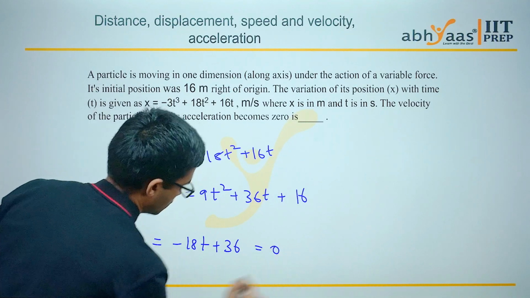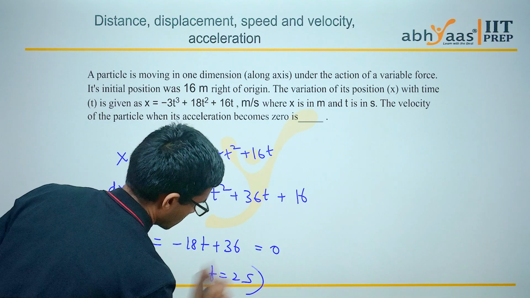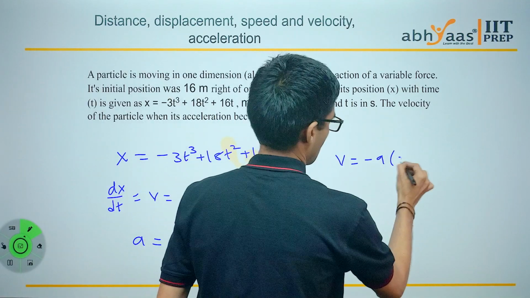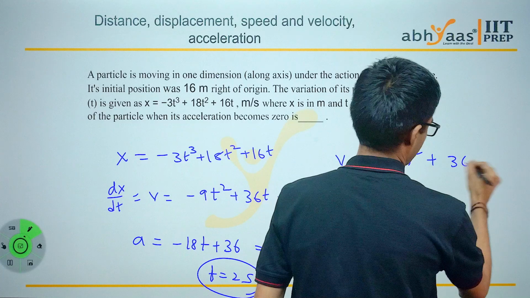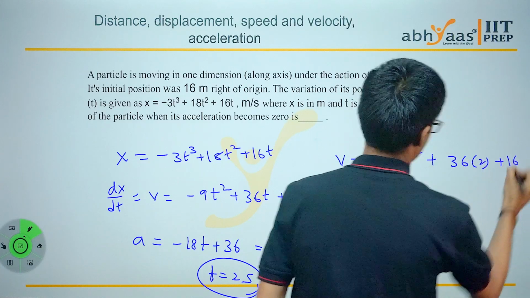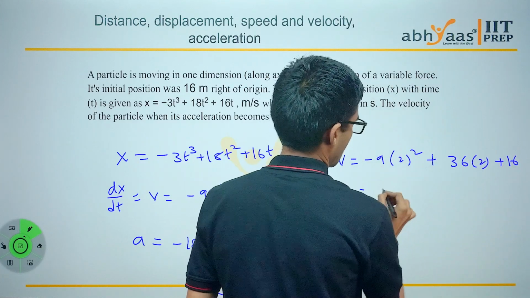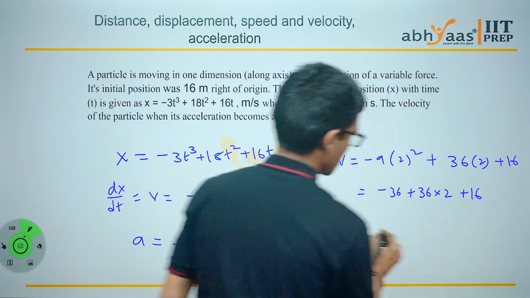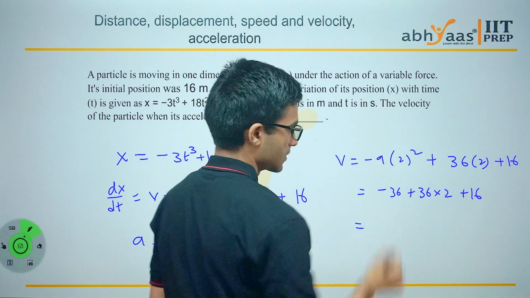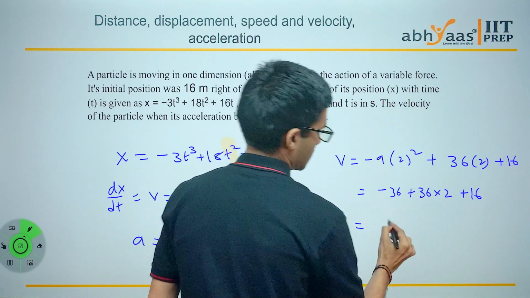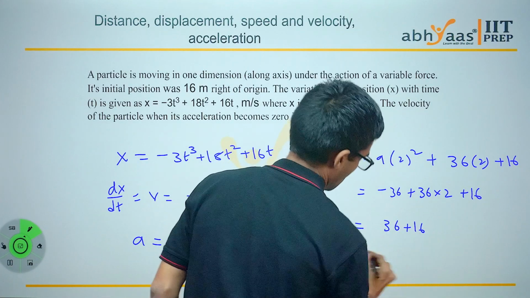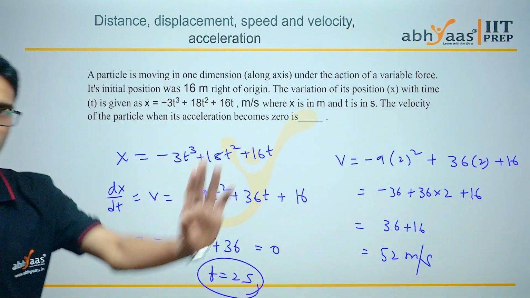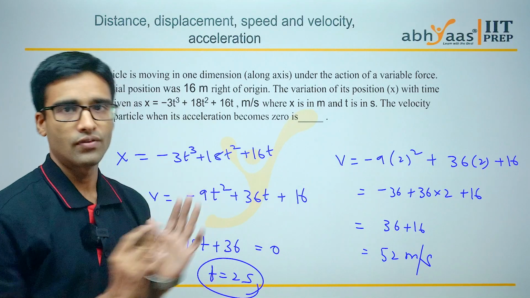Acceleration should be equal to 0, that is t equal to 2 seconds. At t equal to 2 seconds, calculate velocity. Minus 9 into 2 square plus 36 into 2 plus 16. So minus 9 into 4, that is minus 36, plus 36 into 2, plus 16. So minus 36 plus 36 into 2, that is 36, plus 16, that is 52 meter per second. This is the answer. Simply you can understand if you know the differentiation concept.